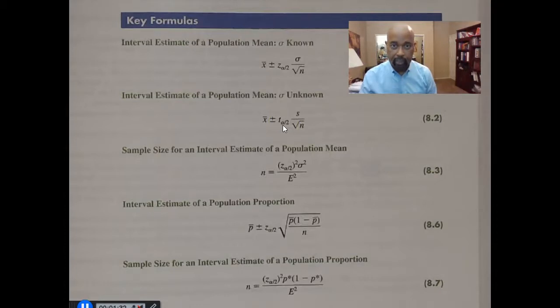If you're given an alpha, a level of significance, then you divide that level of significance in half in order to select the proper t-value, and that's it. That's how you distinguish between when you use these two equations.